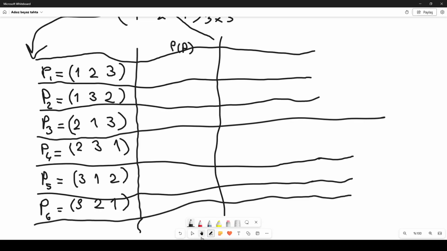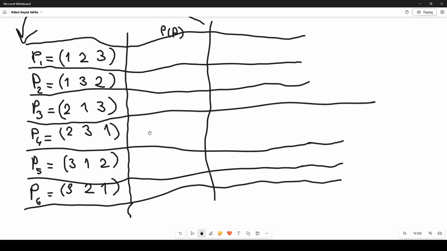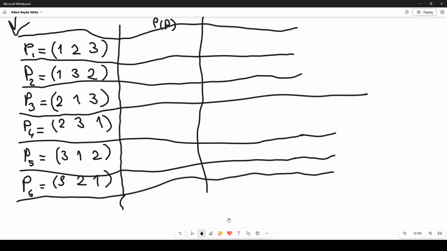Well, the easiest way to find the sign is, okay guys, so look at the first one. How many operations do we need to have P1? Well, zero interchanges would be enough, because we already have the natural ordering permutation. So since it is an even number, the sign is +1, if you all remember.